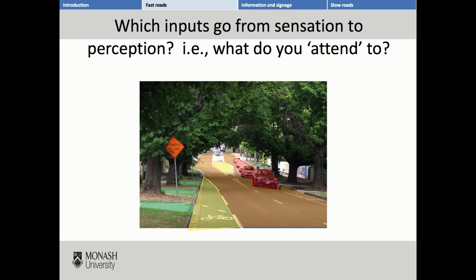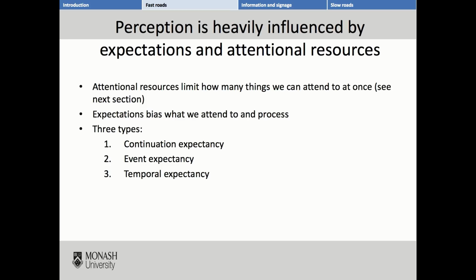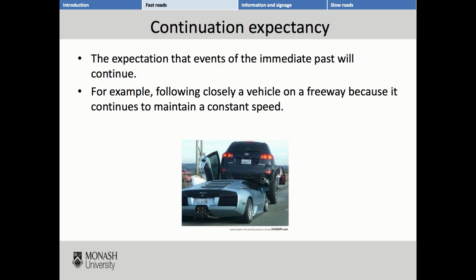You may have picked up that there's a bicycle lane on the left that is tapering to an end, and it looks like you're actually on a bicycle. There are cars coming towards you in the other direction, and the road is about to diverge into two separate carriageways. Perception is heavily influenced by expectations and the attentional resources that we've got. Our attention span limits the amount of things we can comprehend. So we're going to cover this in a few sections about continuation expectancy, event expectancy, and temporal expectancy.